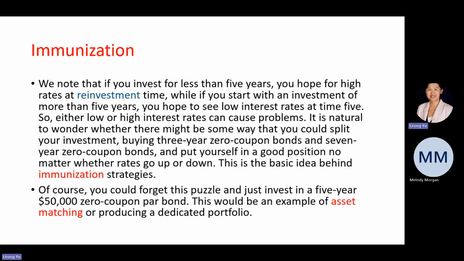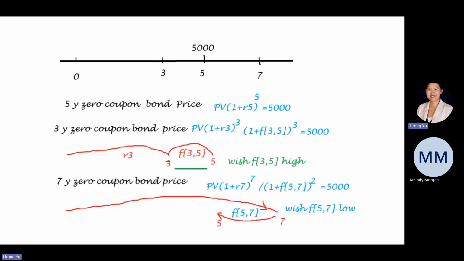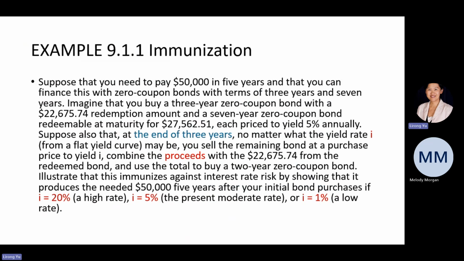So one thing we can do is combine them. Here I drew a little picture, put this page earlier. There are 2 scenarios. If you get the 3-year zero coupon bond, you want the interest rate or the forward rate in 3 years to be high. But if you have a 7-year zero coupon bond, by time 5 you want to discount back to time 5, and that's when you wish your interest rate to be low. So either way, you have a worry. So we decided to buy a combination of the two.